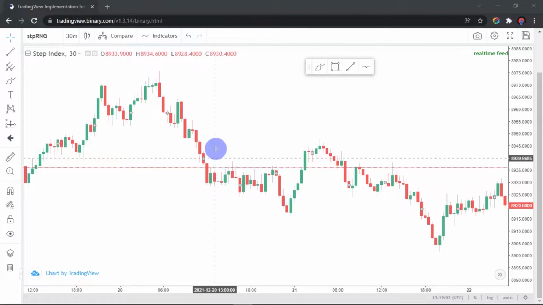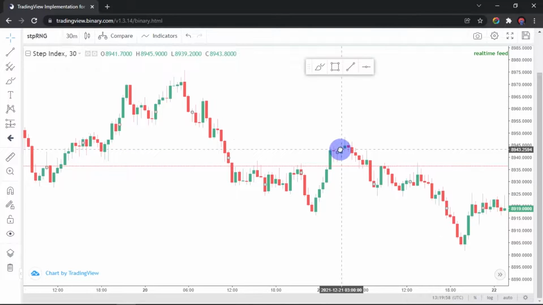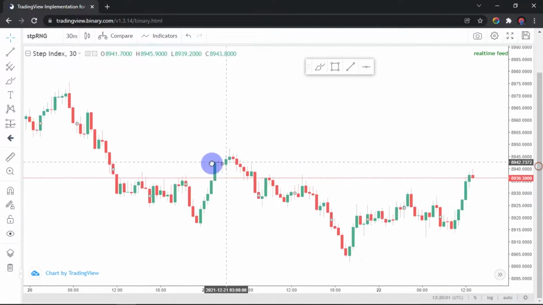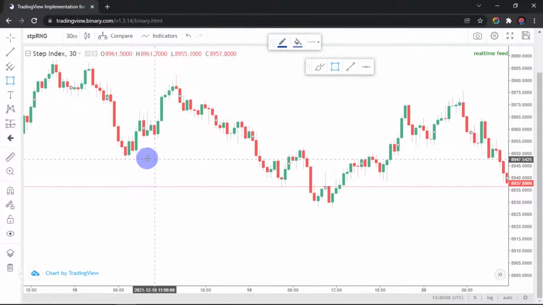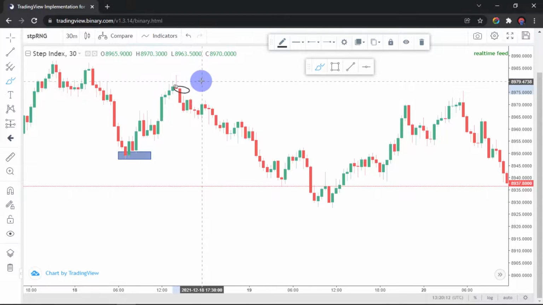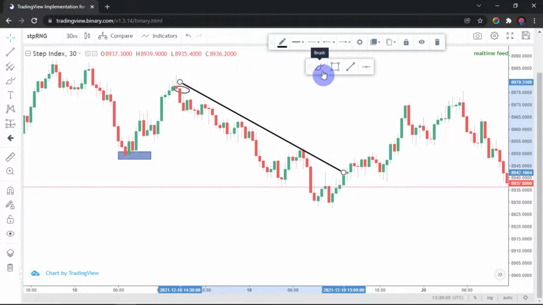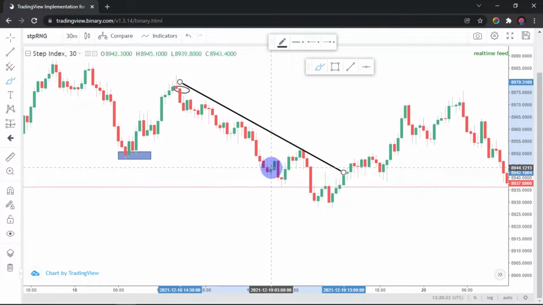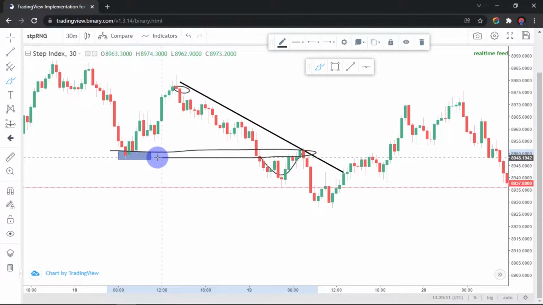So when you observe the way Step Index corrects, we're just going to start with maybe this area here, just behind here. We can see that we had this low and then we had that high, which was the beginning of an impulsive move, let me just draw it, going all the way down. Then we have an interesting move here, which was tempting, the way the market corrected, and then it bounced just at the same level as that low.